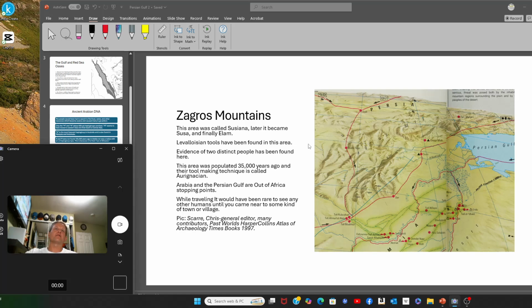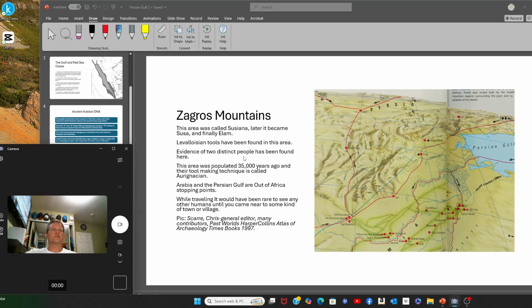Levalsian tools have been found in this area. Okay, so those African tool techniques have been found in the Zagros Mountains where Susa's at. Susa's still kind of flat. It's kind of in the mountains, but it's not all the way up into the mountains, and it's right on a trade route.